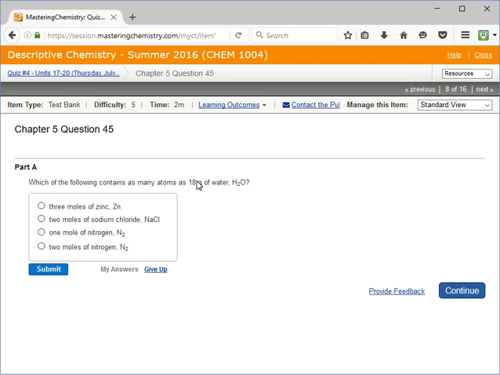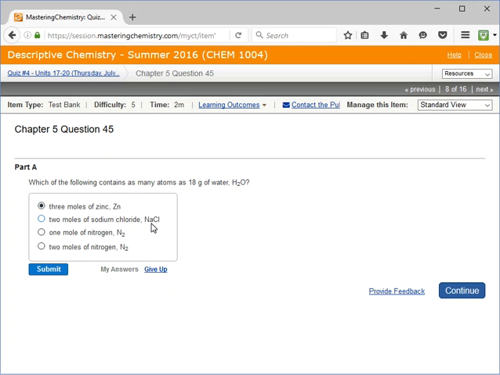Well, there's 1 mole, right? But there's 3 atoms in each molecule. So there's 3 times Avogadro's number of atoms in 1 mole of water. So I'm looking for something down here that has 3 moles worth of atoms. Well, 3 moles of zinc does that. 2 moles of sodium chloride would have how many moles of atoms in it?